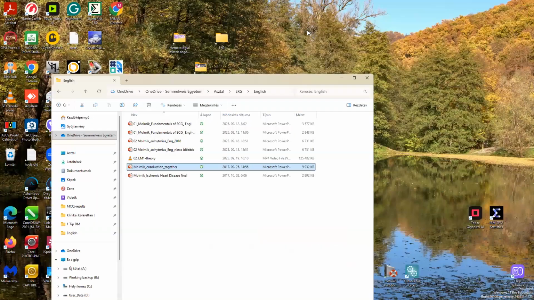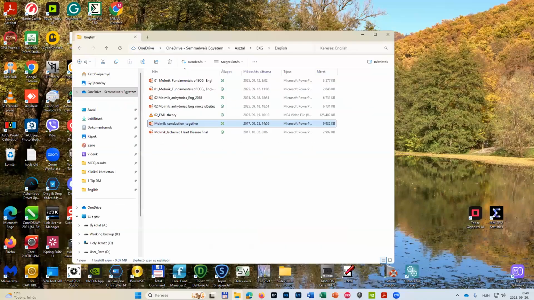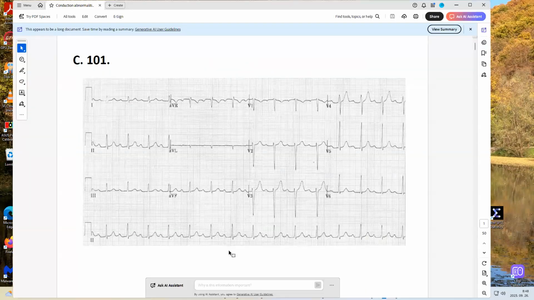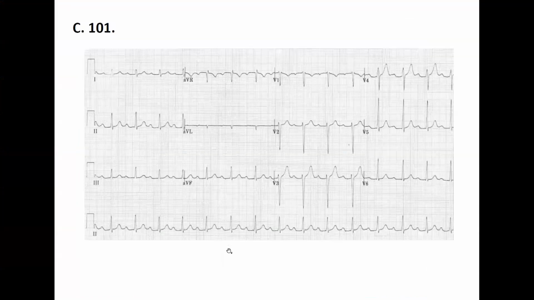Hopefully, this will give you a clue how these things can be diagnosed. And now we can start and discuss the homework.